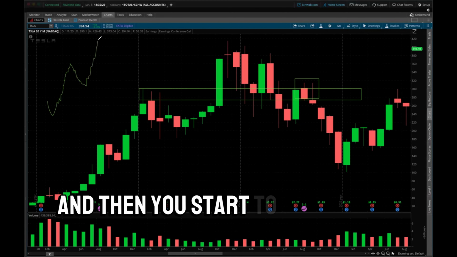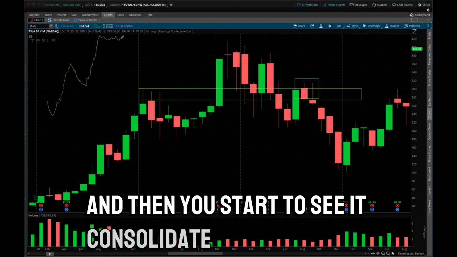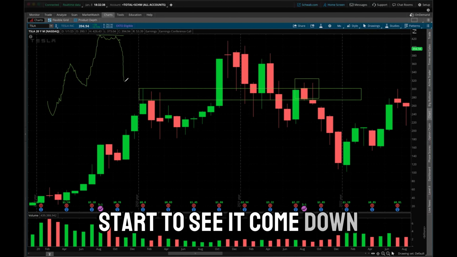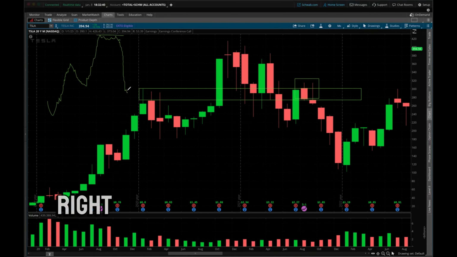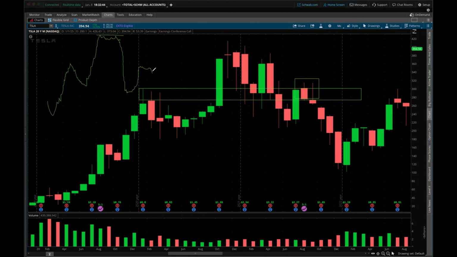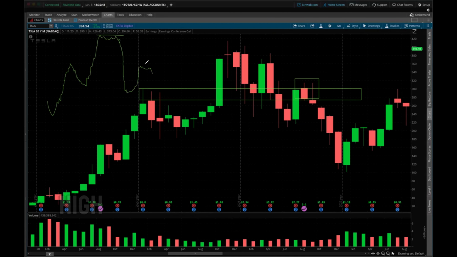And then you start to see it go up, right? Hits a top again. And then you start to see it consolidate. If they can't really make it up past that, you start to see it come down, right? And then you'll start to see it go back up, hit that top. And that's the moment where you want to start thinking, okay, this is a head and shoulders pattern, high likelihood.